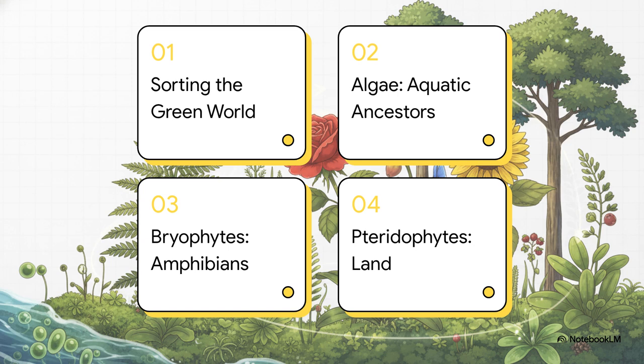Here's our roadmap for the explainer today. 1. Sorting the green world. 2. Algae, the aquatic ancestors. 3. Bryophytes, the plant amphibians. And 4. Pteridophytes, conquering the land.